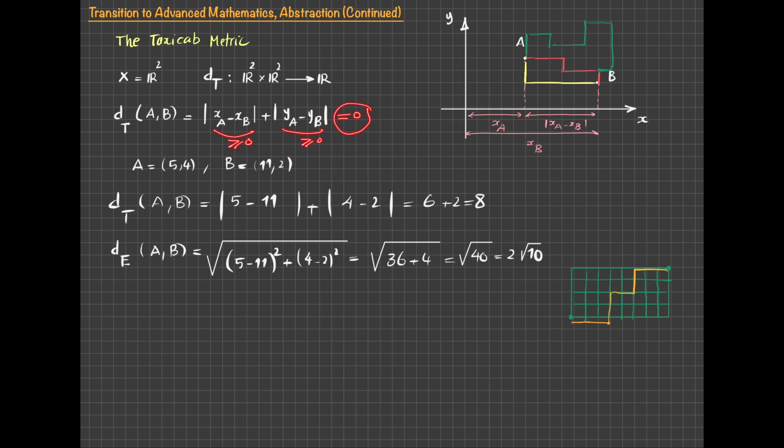And if they are 0, it means x of a is equal to x of b and y of a is equal to y of b. So this means that these 2 points are actually the same points. The next thing I need to check is the symmetry.